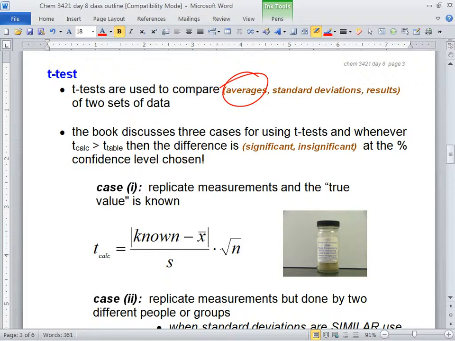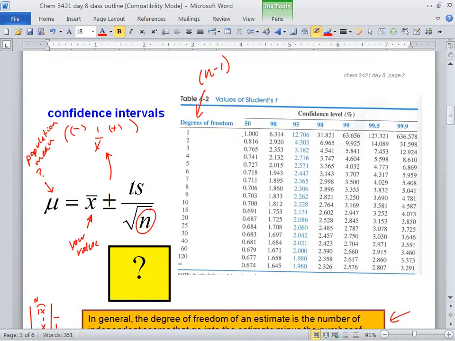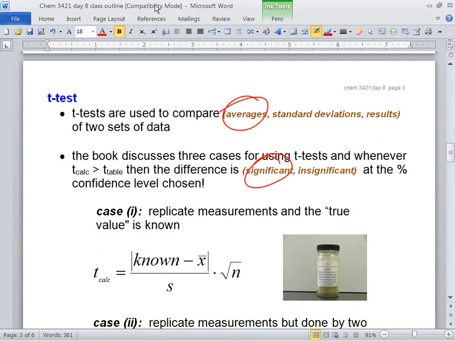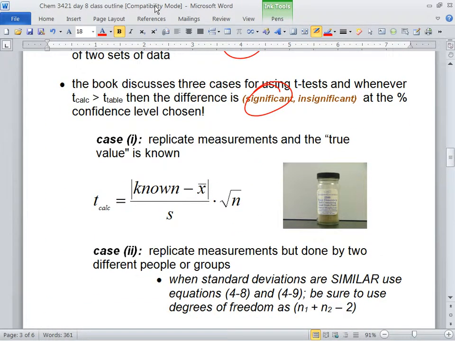But the point is, whenever you do t-calcs, you're going to calculate a t. And whenever it's bigger than the t in the table, then the difference is, Kelly, is significant. Yeah. At the percent confidence level that you pick in the t-table, right? T-table. Exact same t-table that we use to calculate confidence intervals, t-values. Okay, here's the first case.